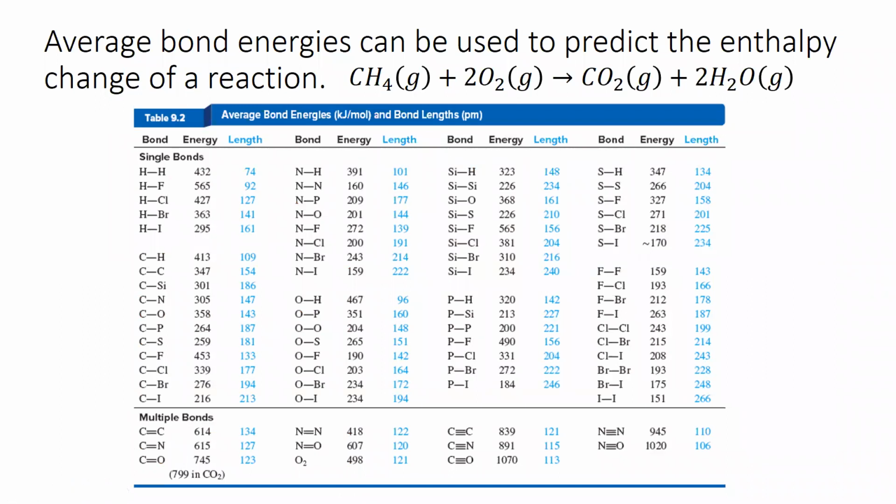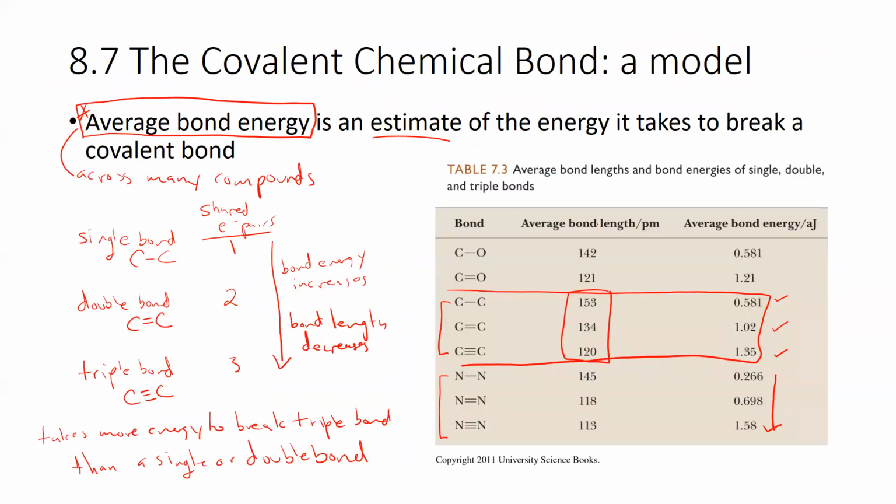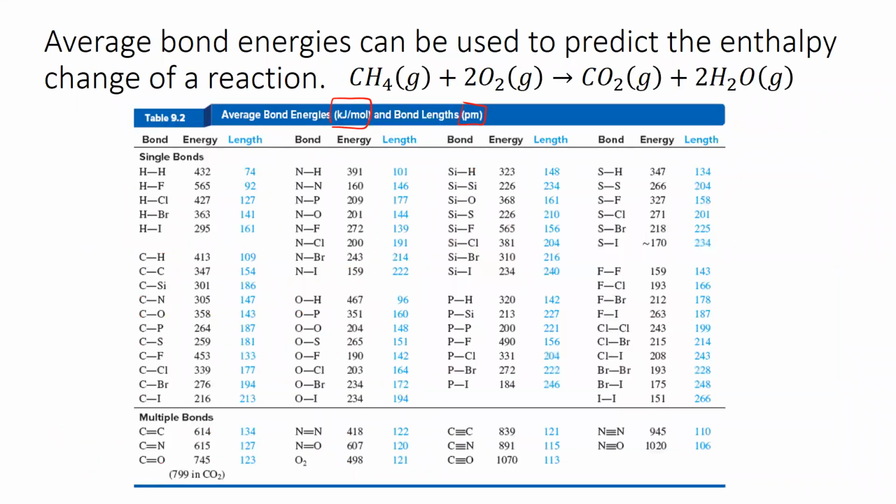So a couple things about this table. The upper portion of this table, so these are average bond energies in terms of kilojoules per mole. And then there's also the bond lengths, and those bond lengths are in picometers. So if we look at the table here, again, bond lengths were in picometers, but the average energy here is in attojoules. So this is for one bond in this table. Okay. In this table here, it's per mole, right?